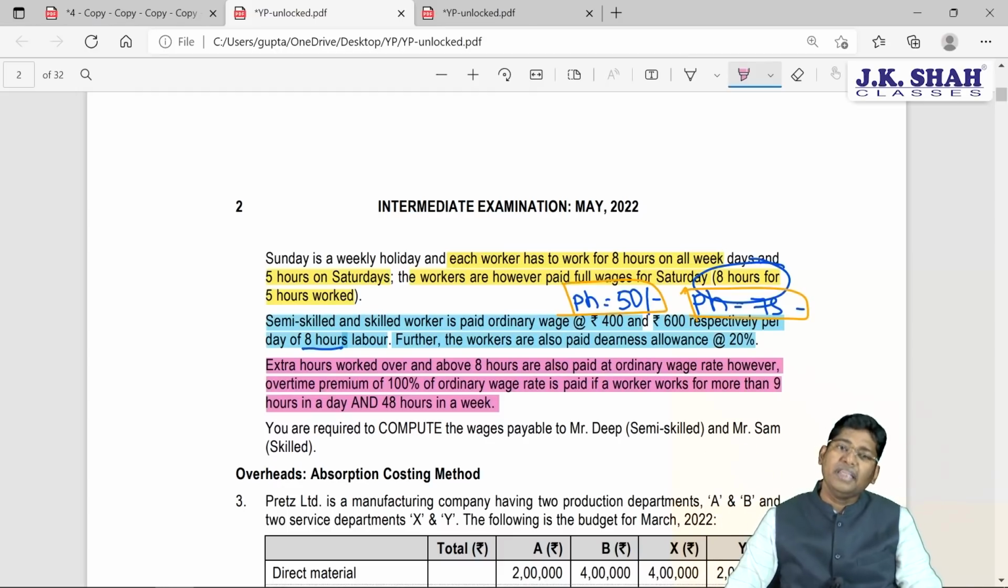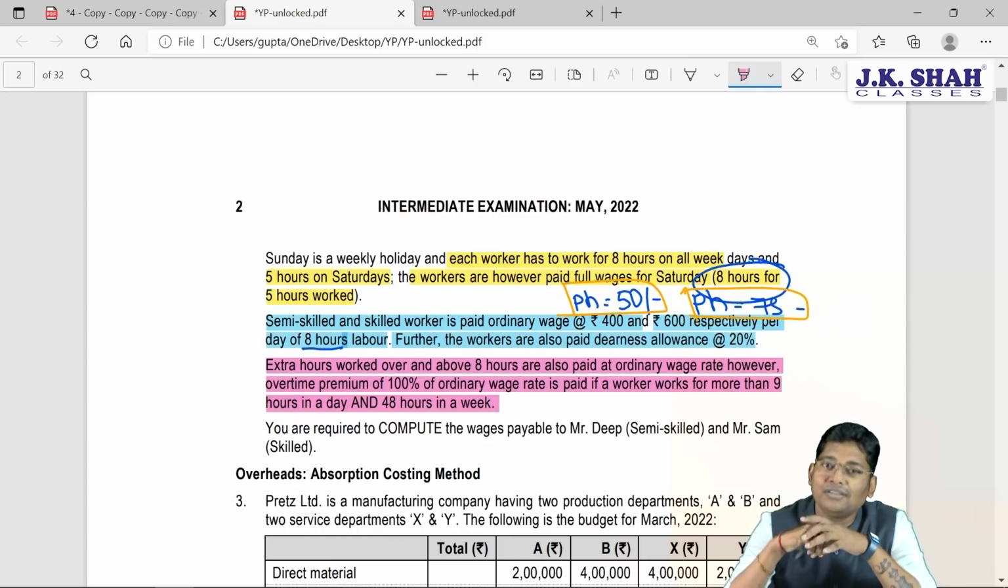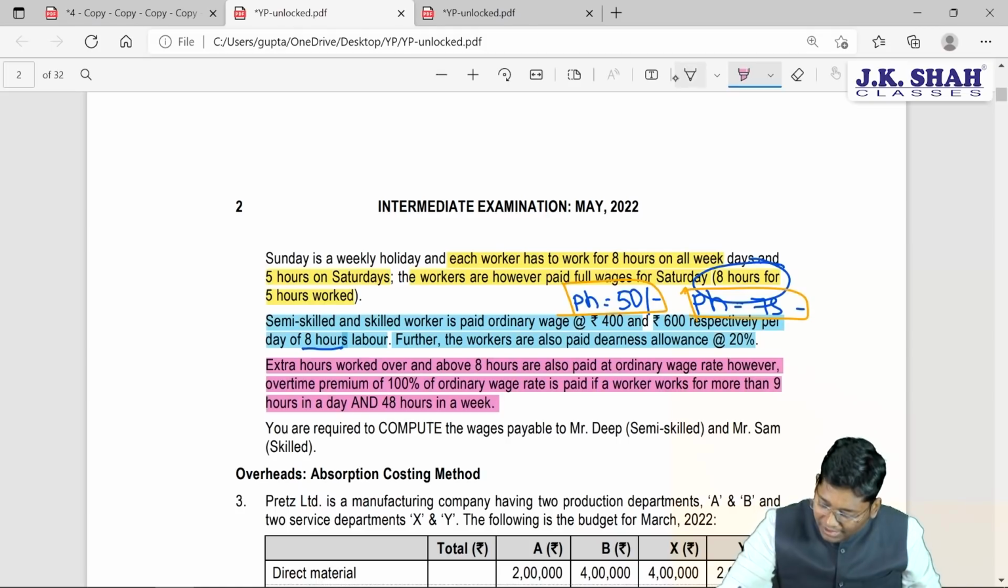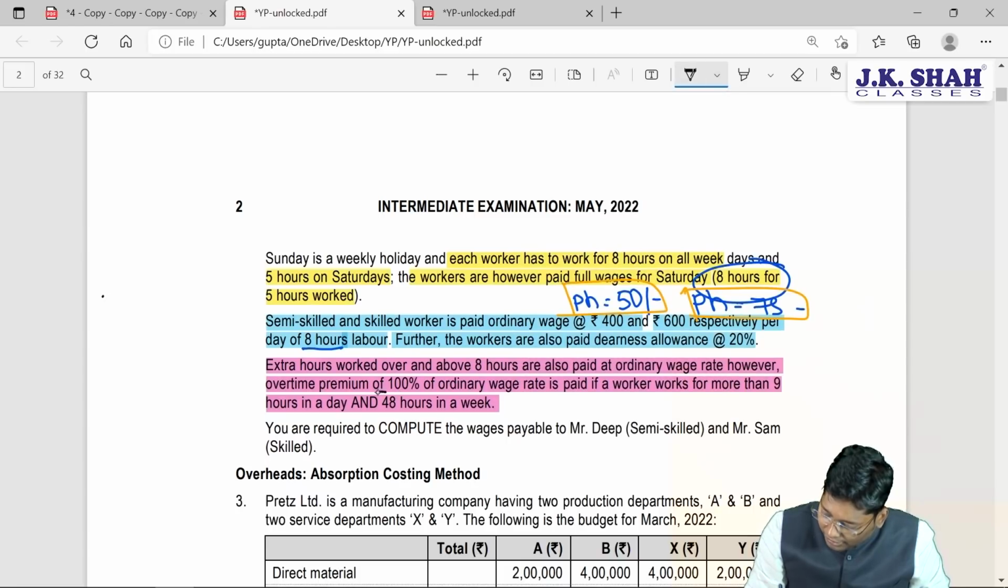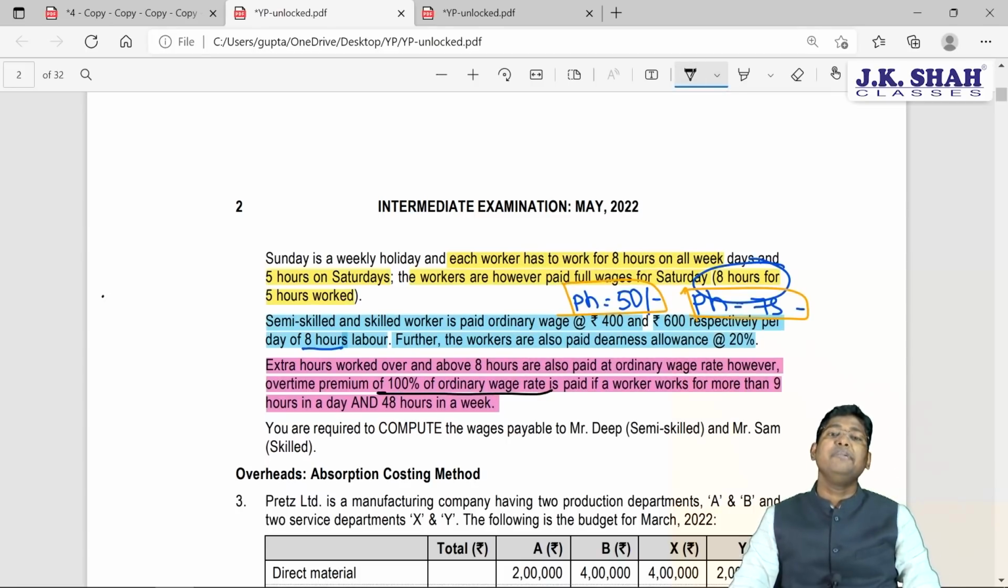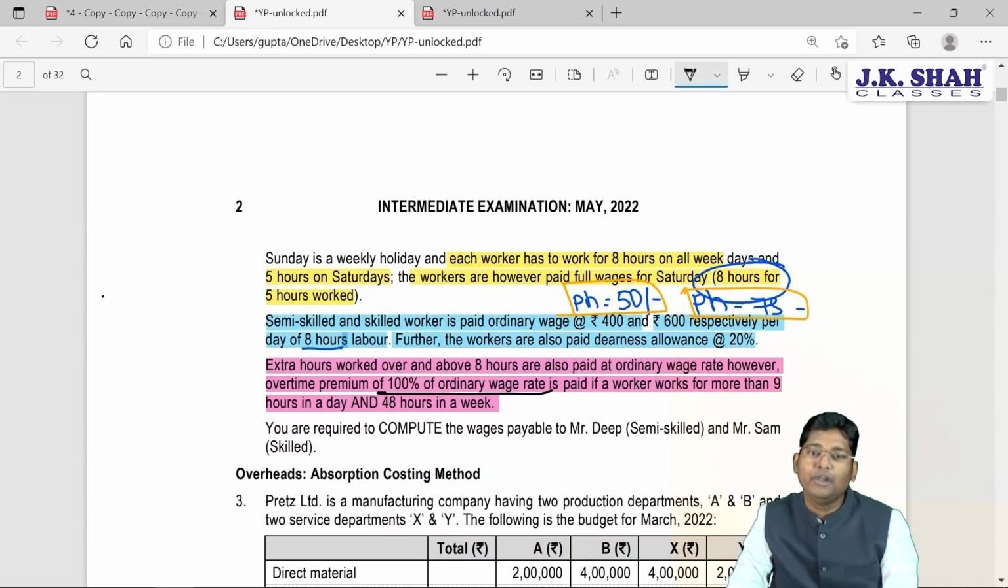Very important information is given. Generally, your workers are going to work for 8 hours a day, right? If your worker is going to work for more than 8 hours, that is to be considered as overtime. And the overtime premium which we are going to pay them is to be computed at a rate of 100% of the ordinary wage rate. Ordinary wage rates we have already computed on an hourly basis: 50 rupees for semi-skilled and 75 rupees for skilled worker, right?